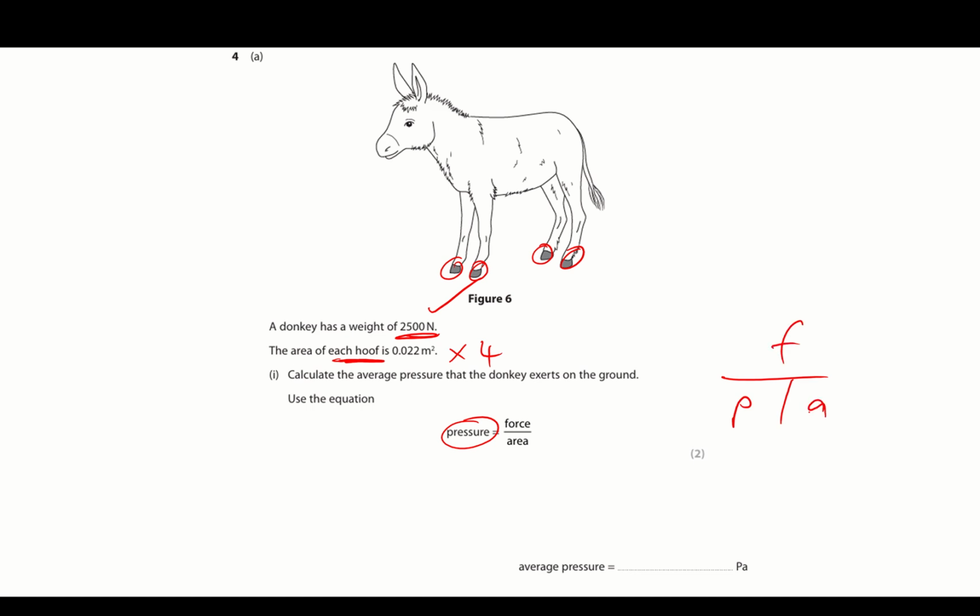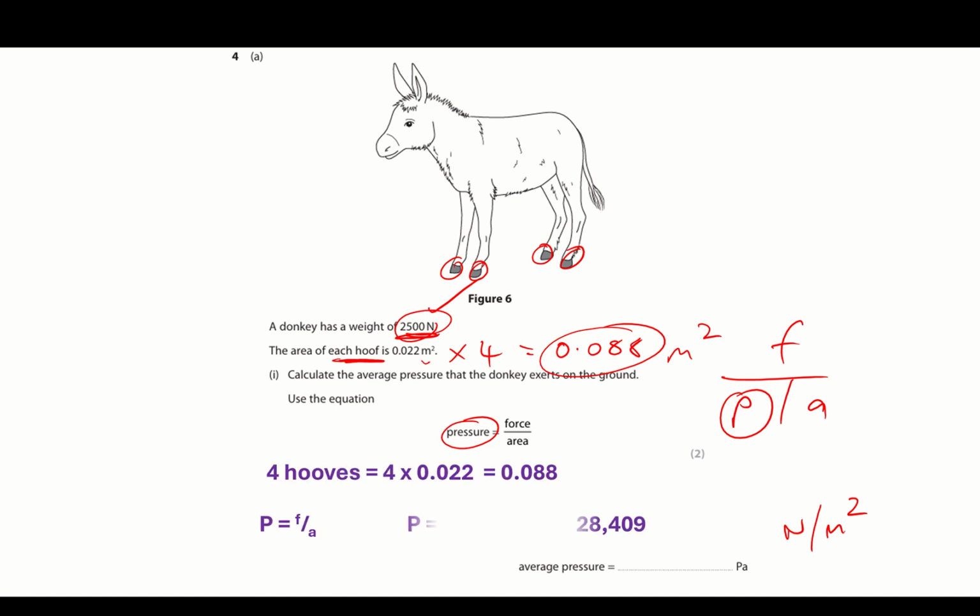So P = F/A, we want the pressure, so let's just follow that. The crucial part is I need 4 lots of the area, which equals 0.088, and then I can put it into the force divided by the area. Have a quick check. We know that pascals is newtons per meter squared, so I do not need to change that, and I do not need to change the newtons either. So 4 hooves, P equals F over A, put it all together, 28,409, and it says in the mark scheme you could round that any way you wanted.